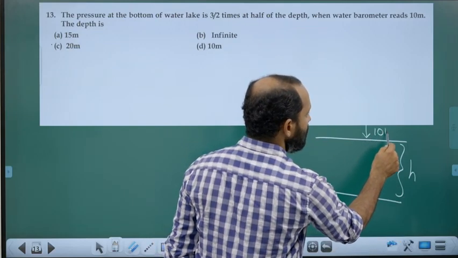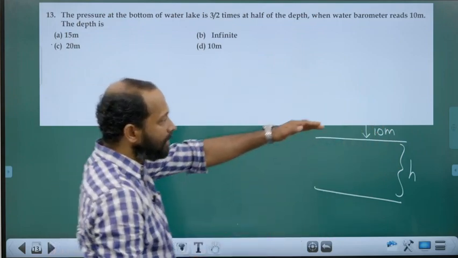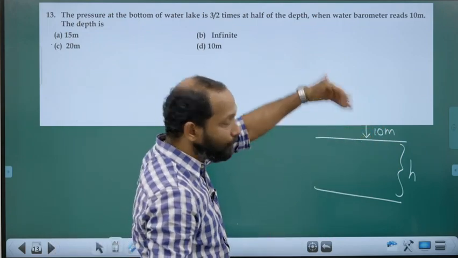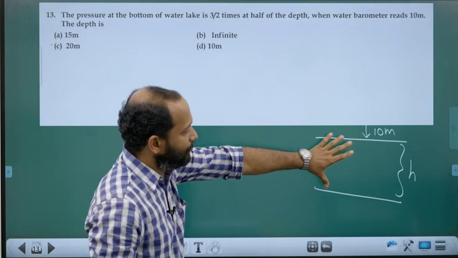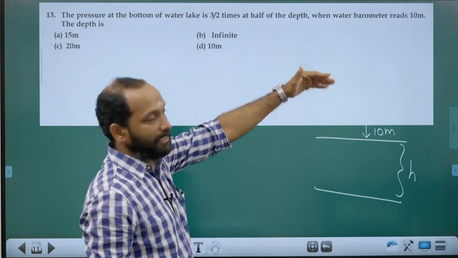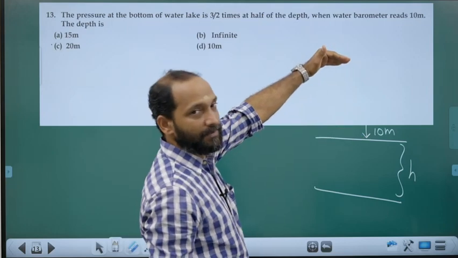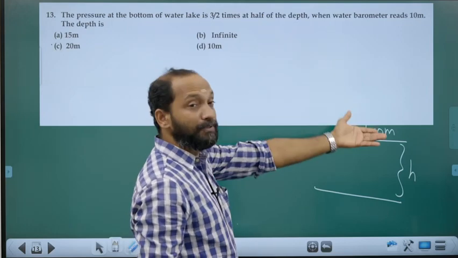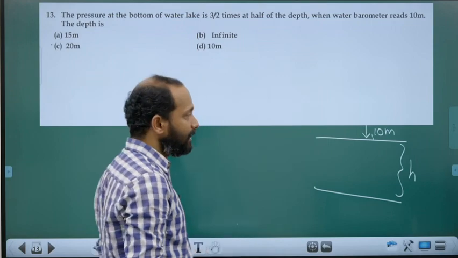Atmospheric pressure is equivalent to a height of water column of 10 meter above that water. Above this water column, air is there, but air up to a few kilometers exerts a pressure as if it is water of height 10 meter. That we have learned.